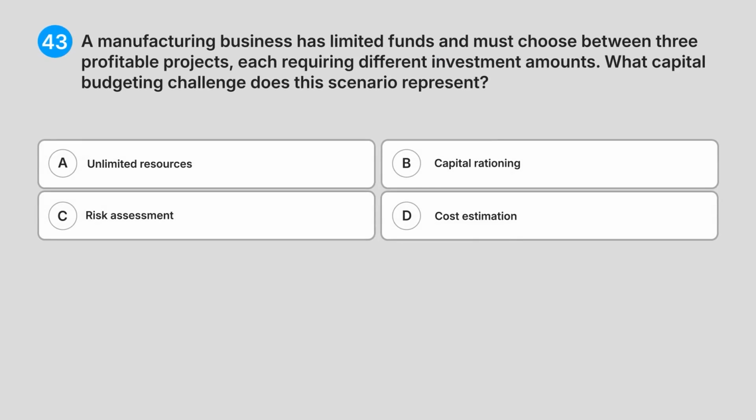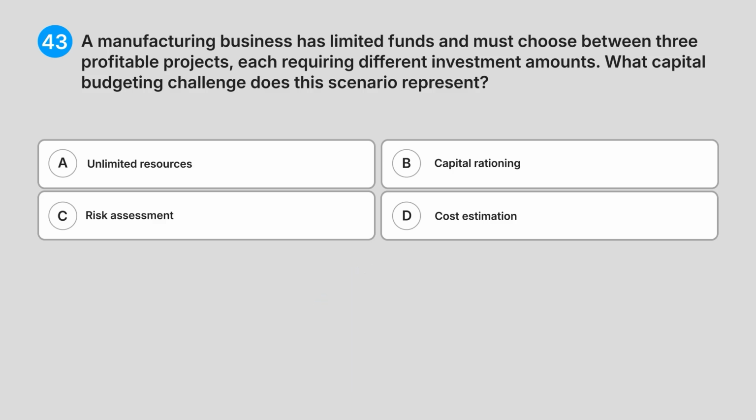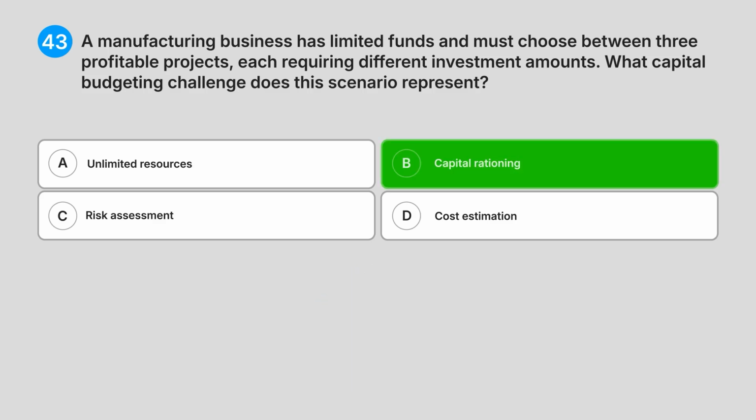43. A manufacturing business has limited funds and must choose between 3 profitable projects, each requiring different investment amounts. What capital budgeting challenge does this scenario represent? A. Unlimited resources. B. Capital rationing. C. Risk assessment. D. Cost estimation. Can you guess the answer? Correct answer, B. Capital rationing.